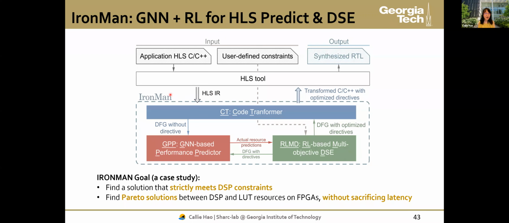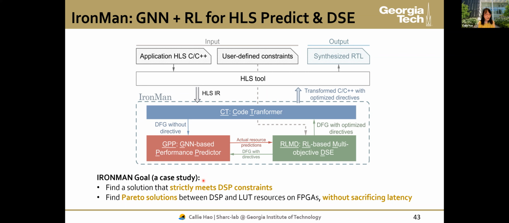So this is how IronMan interacts with the HLS tool. The HLS tool will extract the HLS IR, and then we go through this entire procedure, and then we will output the transformed C and C++ with optimized directives to the HLS tool. And then the HLS tool will, of course, interact with the general input and output. So here, the goal of IronMan, of course, is just a case study, and we're looking for more application use cases.